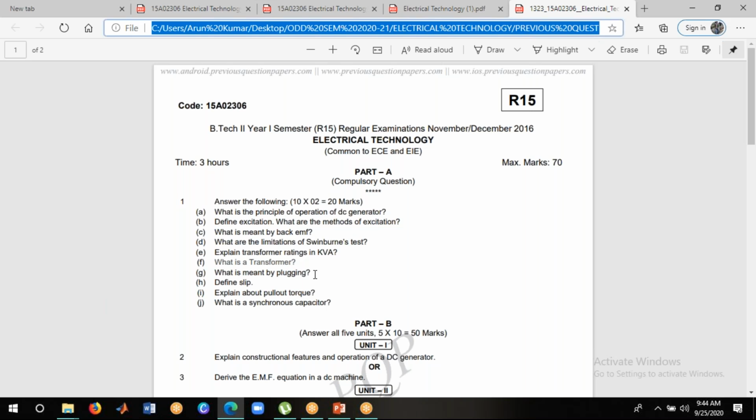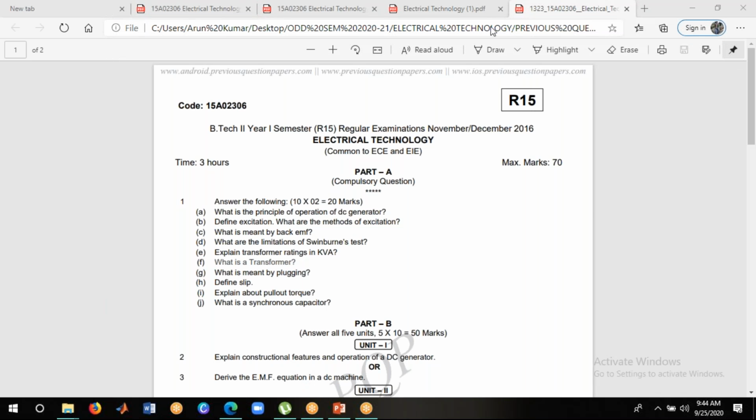What can you write for this question? What is the principle of operation of DC generator? Tell me the answer for this question.